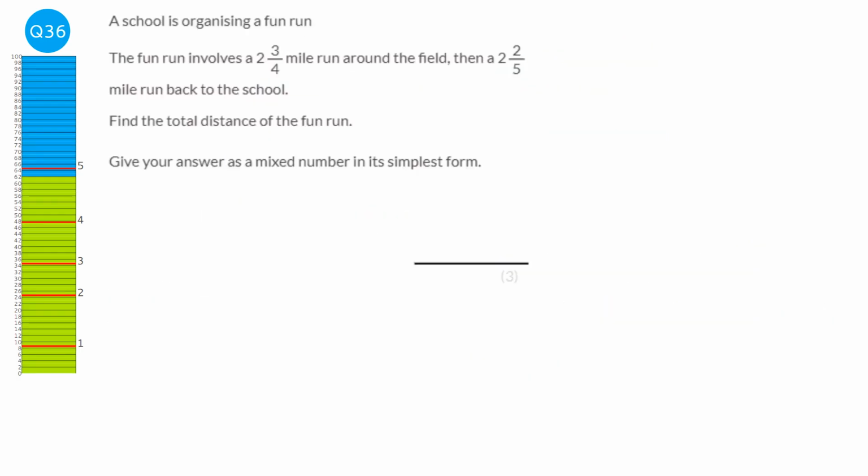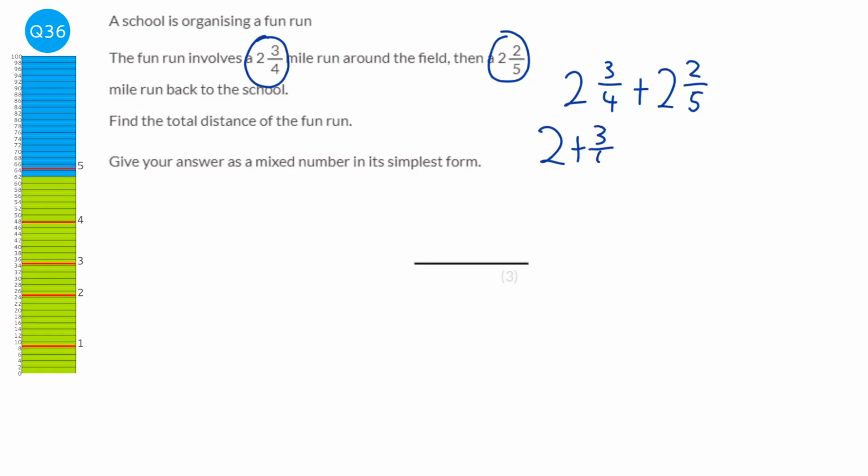So in this question, we basically need to add the 2 3/4 and the 2 2/5. So we're going to do 2 3/4 plus 2 2/5. Now, if I just rewrite this, 2 3/4 can be written as 2 plus 3/4, plus 2 plus 2/5. So we can add the two 2's together to make 4, and then all we need to do is add the 3/4 and the 2/5.